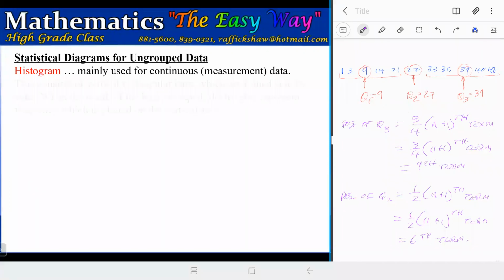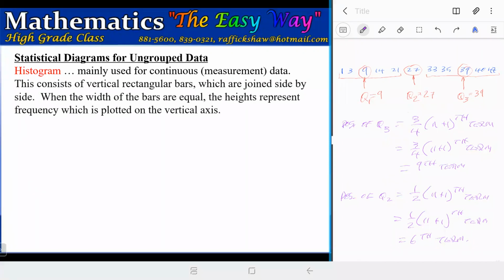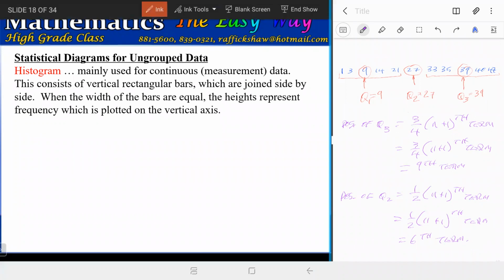All right. So this consists of vertical rectangular bars which are joined side by side. Remember, the bars of the histogram kiss each other at the boundary values. They are joined side by side at the boundary values. So you can make a note: joined side by side at the boundary values. I'll explain what boundary values are later.